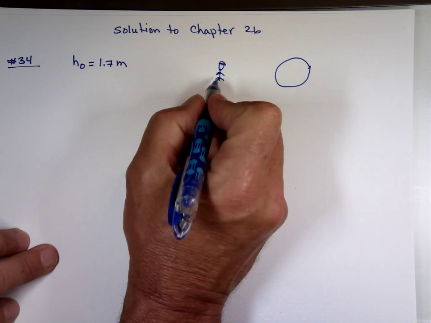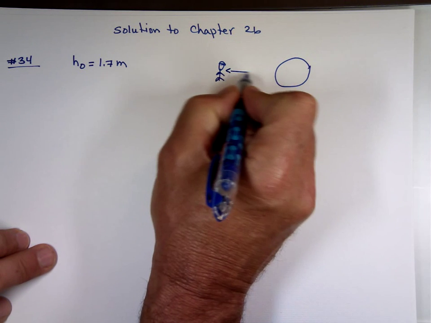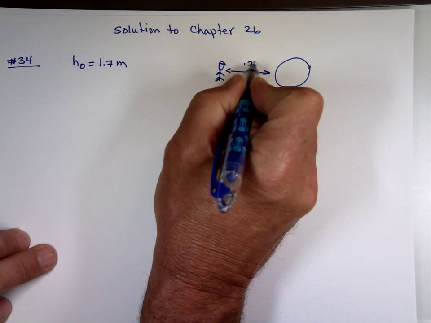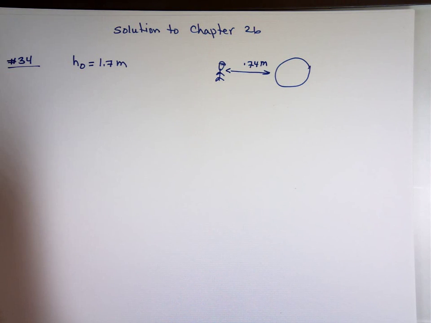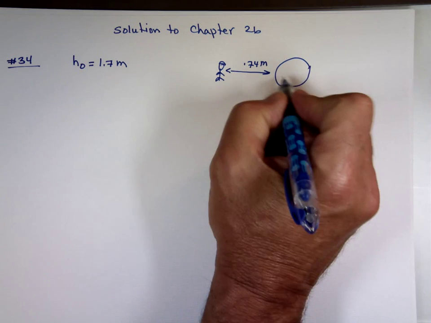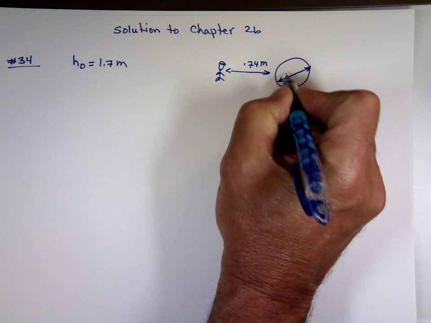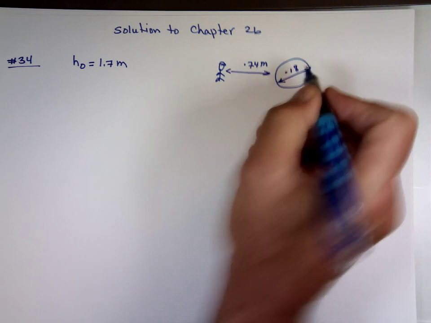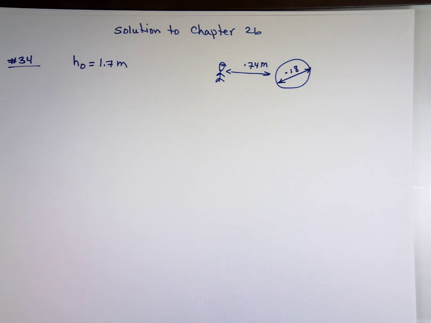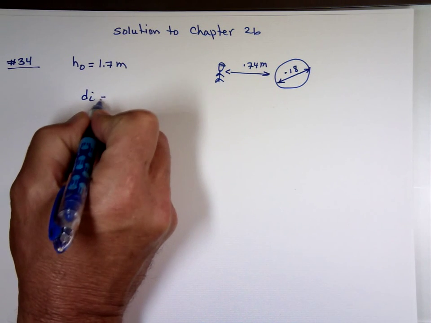The distance from the object to that globe is 0.74 meters. If the diameter of the globe is 18 centimeters, the distance from end to end here is 18 centimeters or 0.18 meters. Where is the image of the person relative to the surface of the globe? So what's the distance of the image?